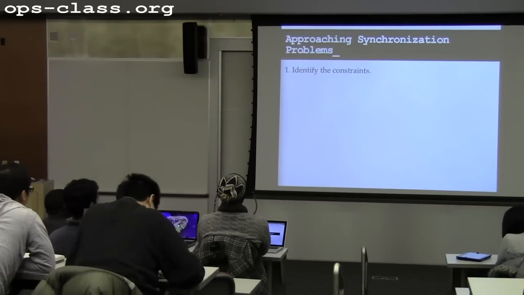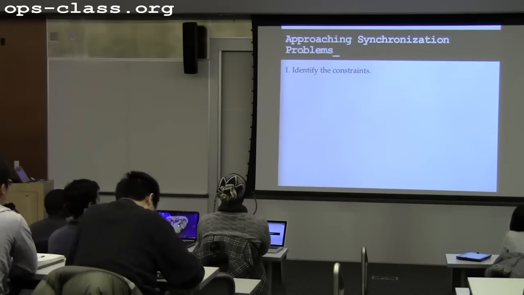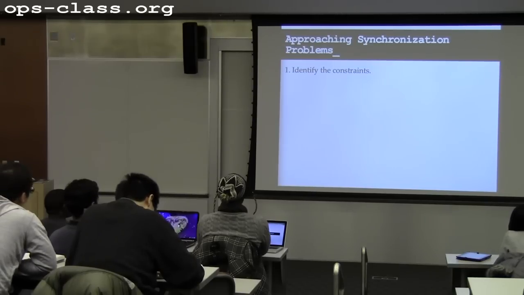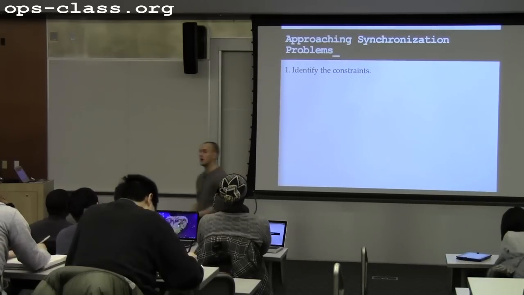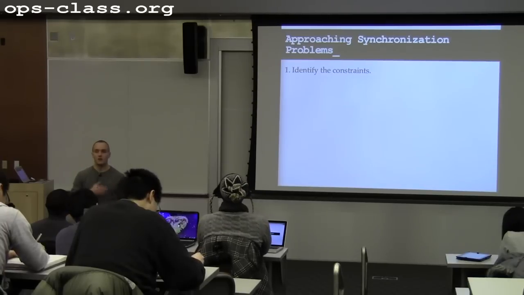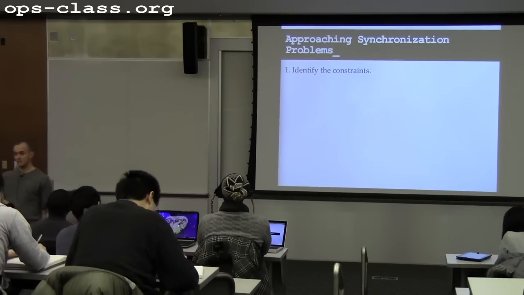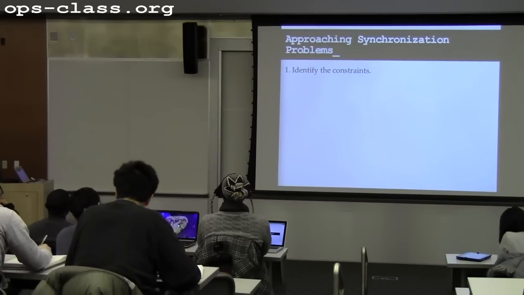So one of the first things you can try to do is identify the constraints. And by constraints, what I mean is things about your system that should remain true, right? So for example, with the producer-consumer buffer problem, a constraint might be that the items in the buffer never go below 0 and above the size of the buffer, right? And you might also identify the constraints that if the buffer is empty, consumers can't proceed, and if the buffer is full, producers can't proceed, right?